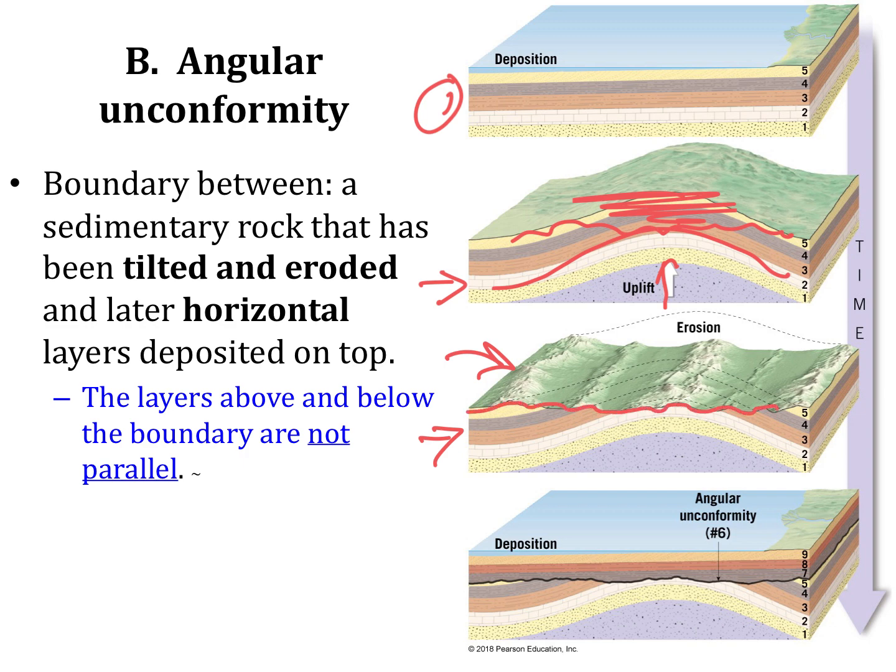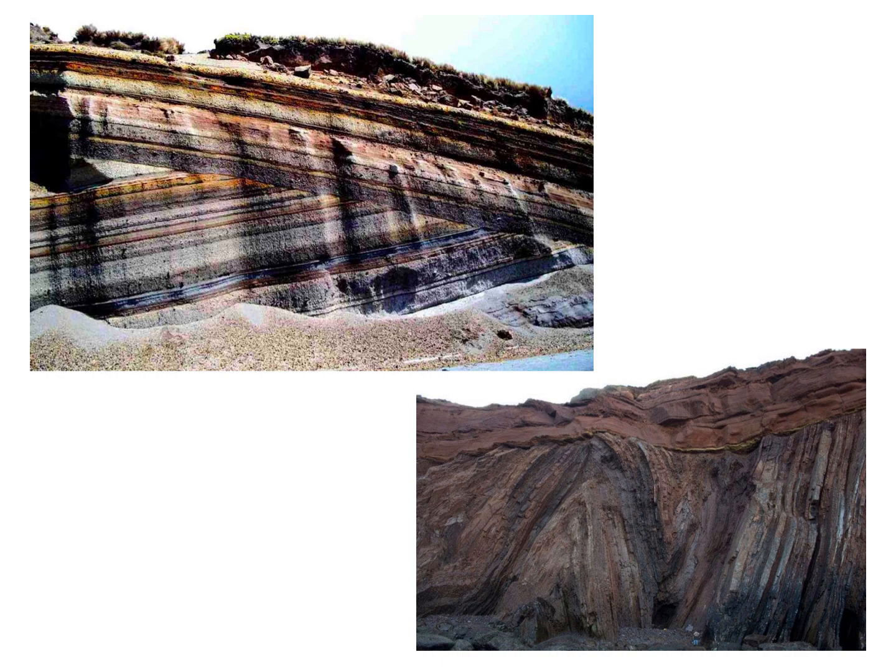It's a little wavy, not terribly flat because of the erosion process. Then the environment changes again, and we begin to get sedimentary layers deposited on top of that erosion surface. And that gives us this angular unconformity between these layers that are tilted and these layers that are not parallel to those.